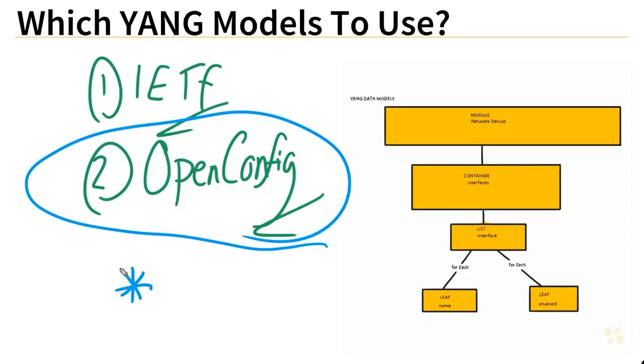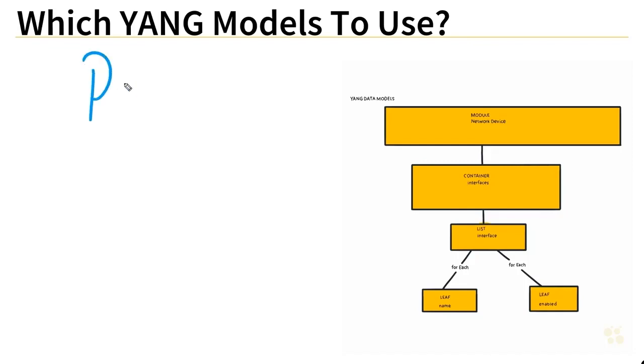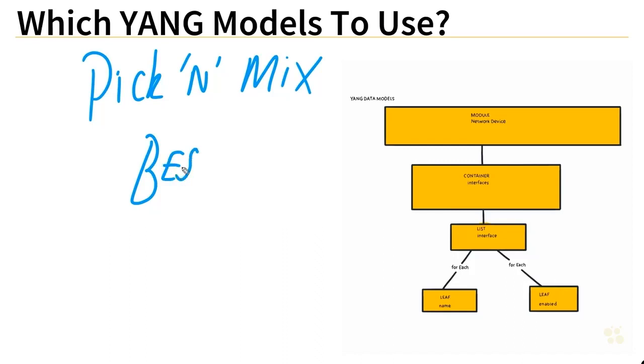Again, with a big caveat, open models are going to be limited. Now, a question I'm sometimes asked is, what about a pick and mix? You know, a mix and match. Now this is possible to do. You can use an IETF model for your interfaces, and perhaps a native or an OpenConfig model for another feature of the network. But generally speaking, it's probably best avoided.